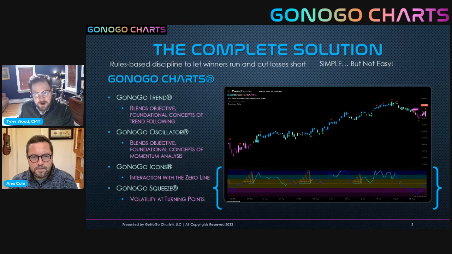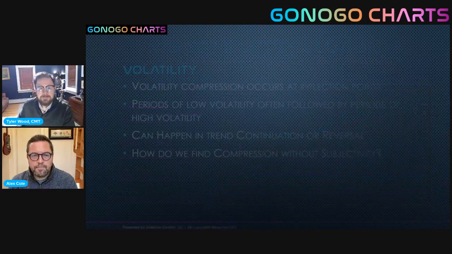Now, we noticed the icons around the price panel, and today we're going to talk about the last piece of data visualization, which is the idea of the volatility compression and the GoNoGo Squeeze. Remember, trend following is simple to say and very difficult to execute in practice. So, Alex, with all of that as a background, let's dive into the idea of volatility. What are we talking about here?